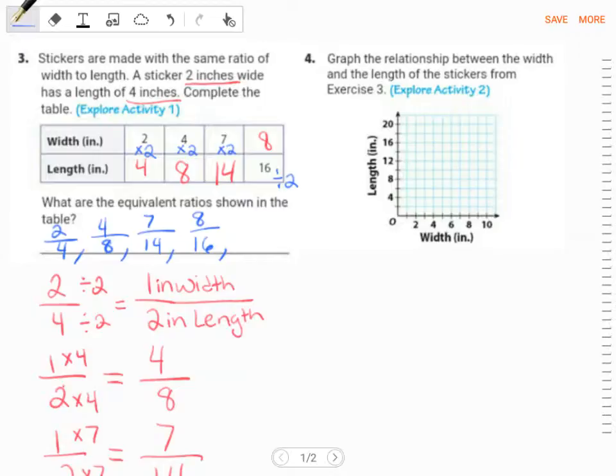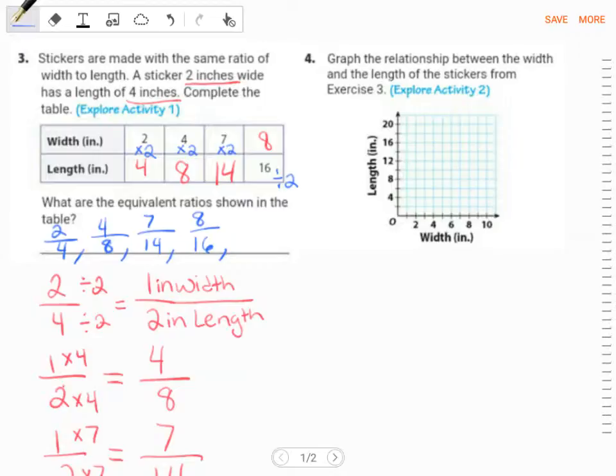If you had wanted to, you could have simplified these down to their lowest ratio, lowest form, and that would also have been an equivalent ratio, okay? And if you simplified each one of these ratios, you would have got the exact same ratio as your answer for each one, okay?